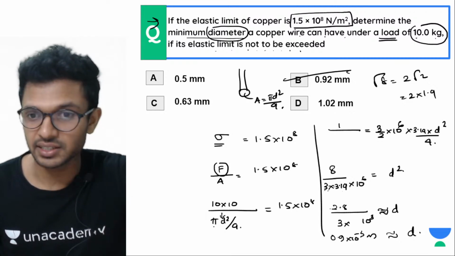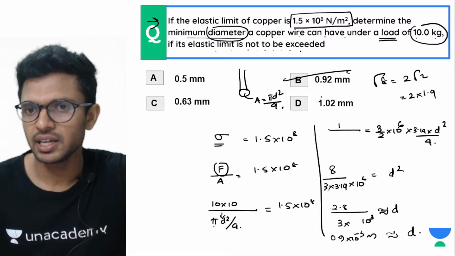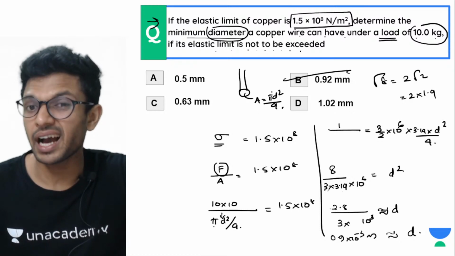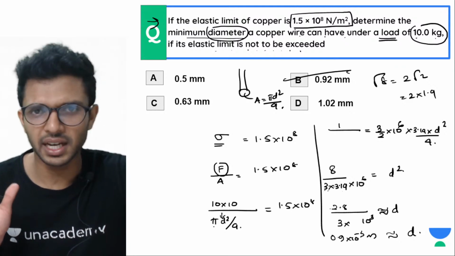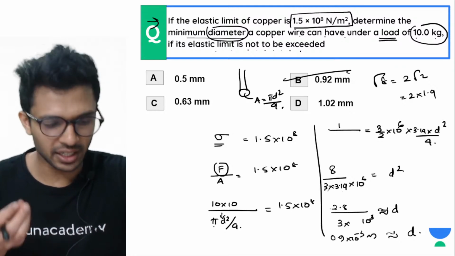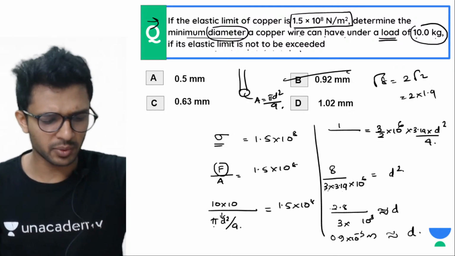सर 4 कहाँ से? किधर 4 कहाँ है? अरे एरिया इज पाई आर स्क्वायर और पाई डी स्क्वायर बाई 4. छोटू क्लासेस है, मुझे मिलना है क्या? अरे इतना छोटू कॉन्सेप्ट, एरिया का फॉर्मूला.